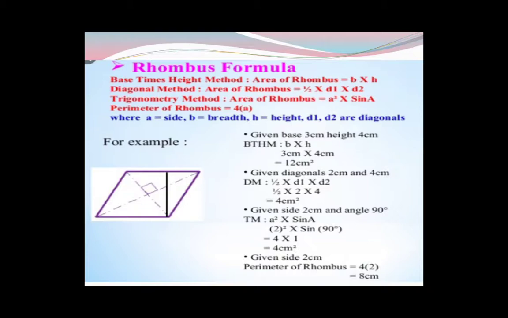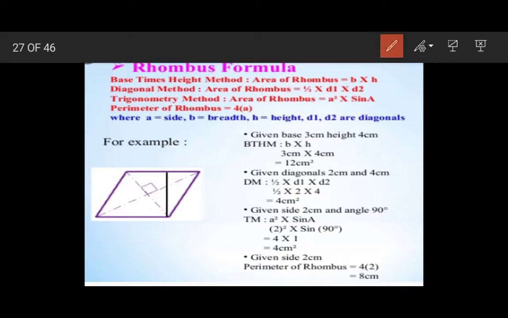Rhombus formulas. So base times height method: area of a rhombus is b into h, right? Then diagonal method: area of a rhombus is half into d1 into d2. Trigonometry method: area of a rhombus is a square into sine a. Then perimeter of a rhombus is 4 into a, right?